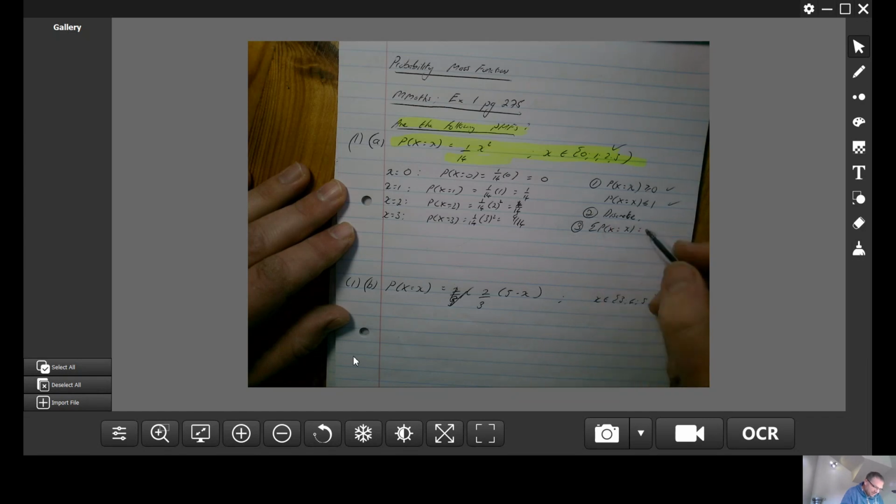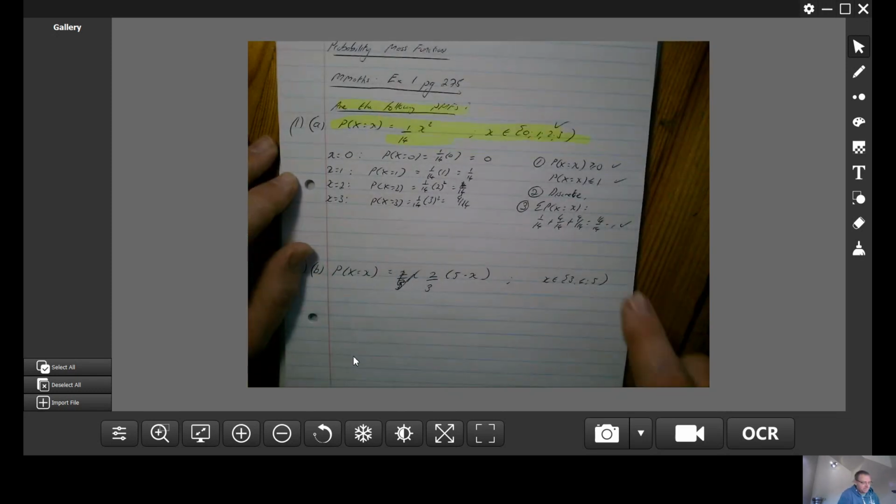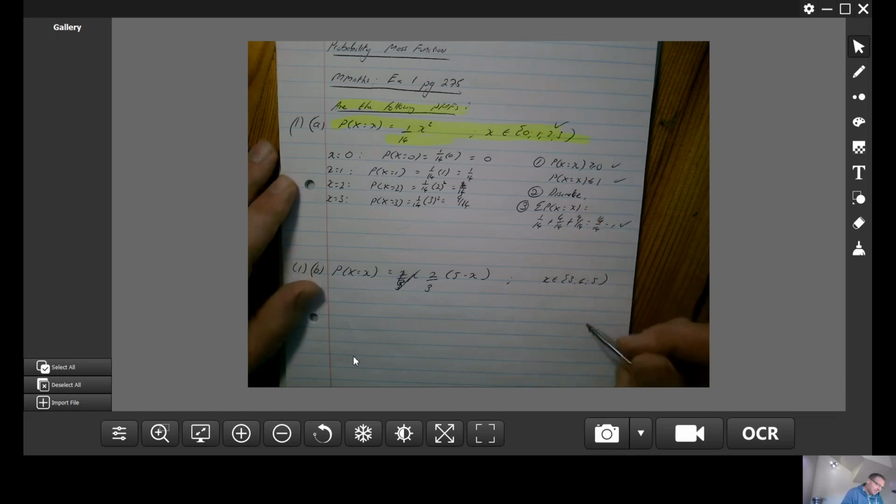Well, the sum of the probabilities in this case is 1 over 14 plus 4 over 14 plus 9 over 14, which is 14 over 14, which is 1. So all three criteria are met. All the probabilities are positive. They're all less than 1. It's discrete data. And the sum of the probabilities is 1.